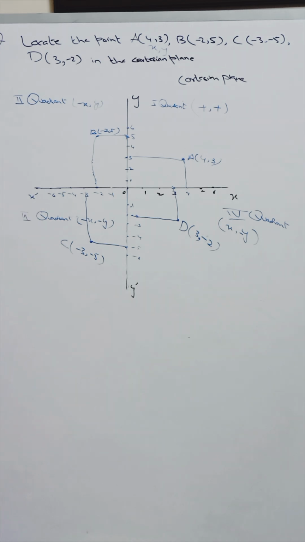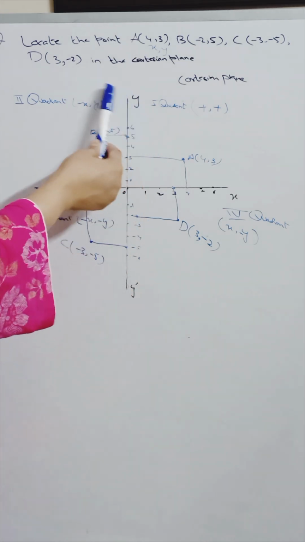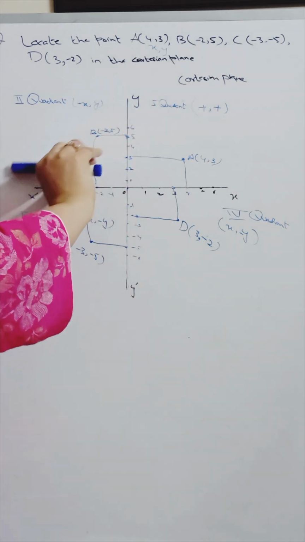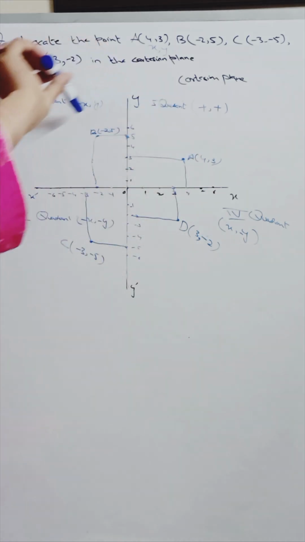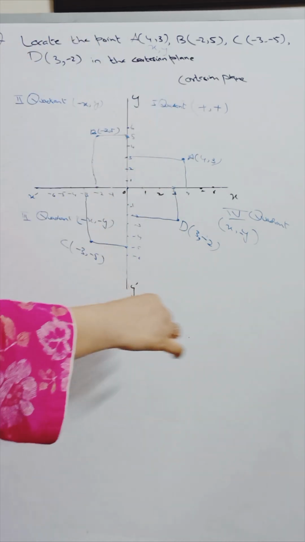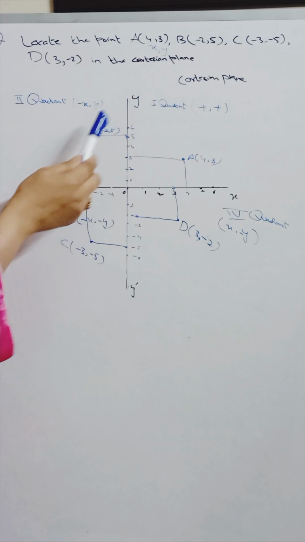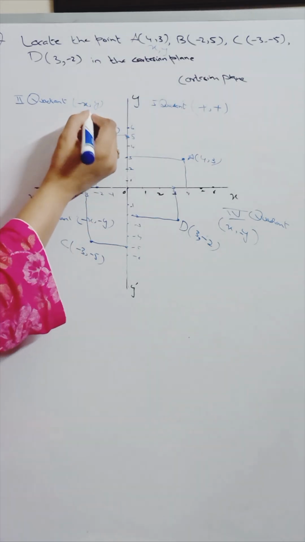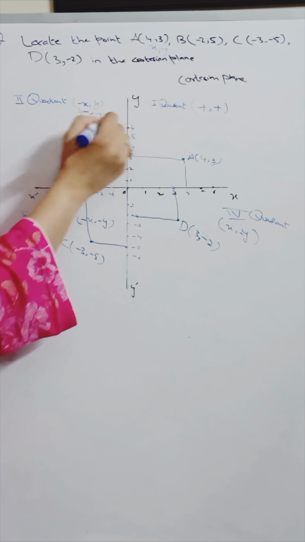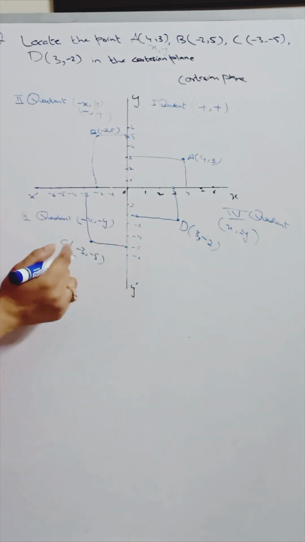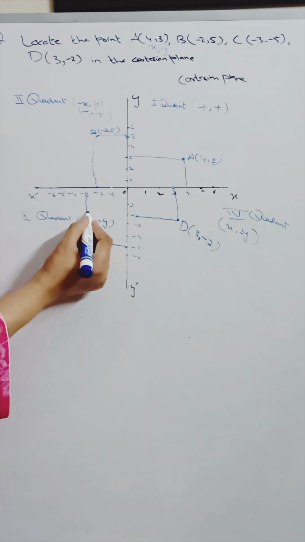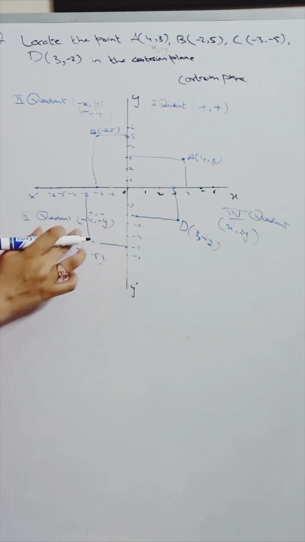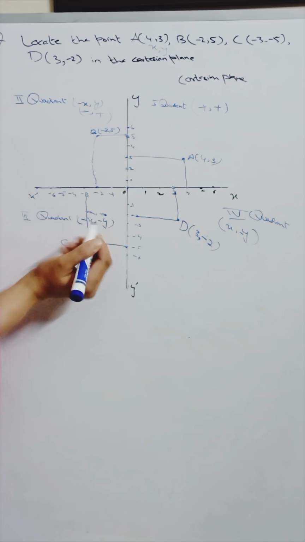I hope it's clear. For these questions, you must remember how to move. We always move anti-clockwise, like 12, 11, 10, 9, the opposite of clockwise. Alright, let's go. We will move anti-clockwise. First quadrant plus plus, second quadrant negative x and positive y. And in the third quadrant, what will happen? Minus x and minus y. X will be negative and y will also be negative.